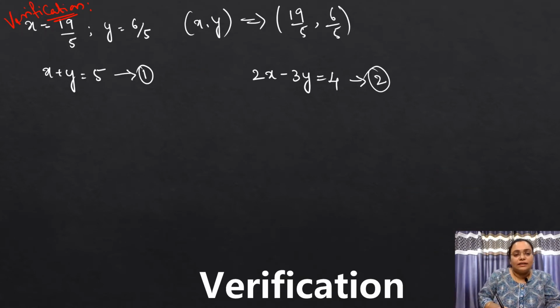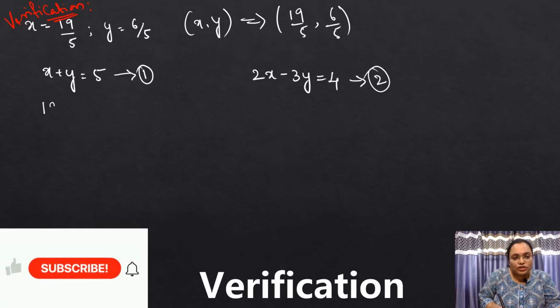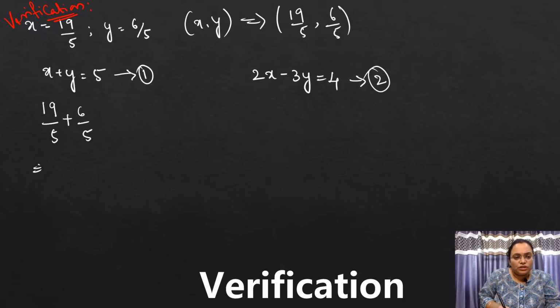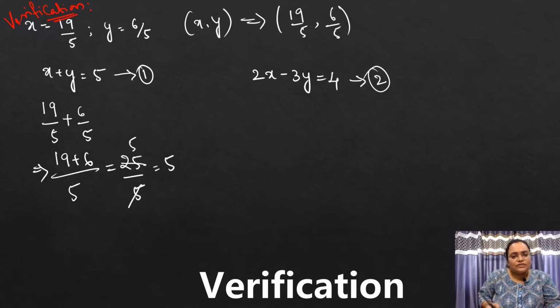We will substitute these two values in the given equations and see if they satisfy the equation on both sides. Now let us substitute the values in the first equation, which is x is 19 by 5 plus y is 6 by 5. If you take LCM 5, 19 plus 6 is 25 by 5, right? So it is satisfying the equation, 5 equals 5, on both sides. LHS is equal to RHS.